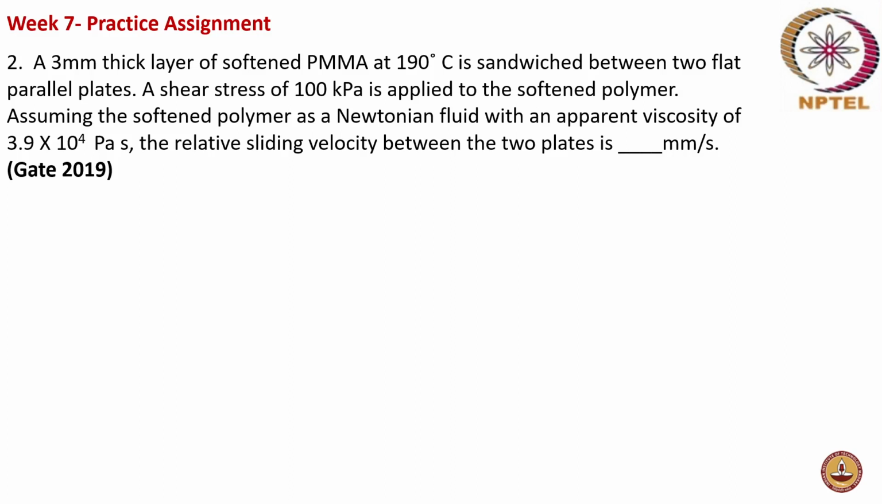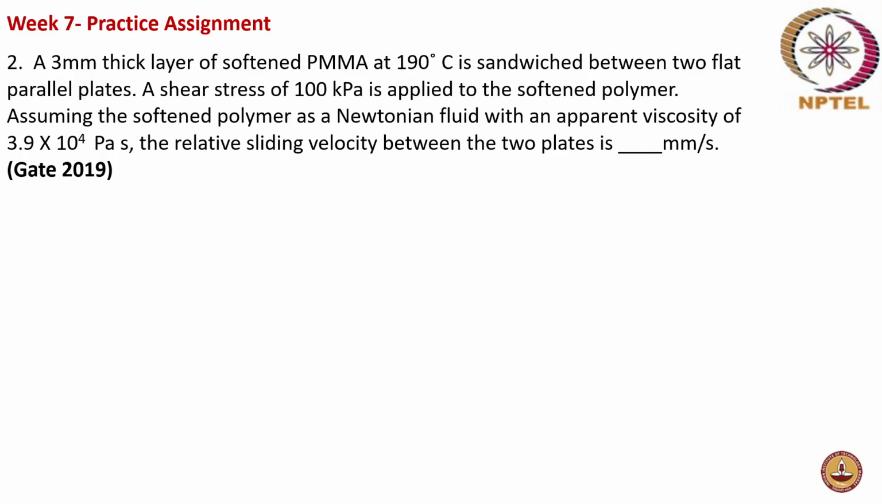A 3 mm thick layer of softened PMMA at 190 degree is sandwiched between two flat parallel plates. A shear stress of 100 kilopascals is applied to the softened polymer. Assuming the softened polymer as a Newtonian fluid with an apparent viscosity of 3.9 into 10 power 4 pascal seconds, the relative sliding velocity between the two plates is dash millimeter per second.